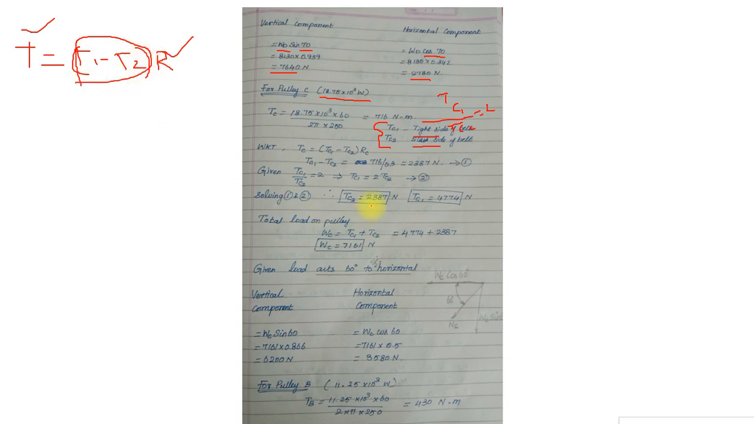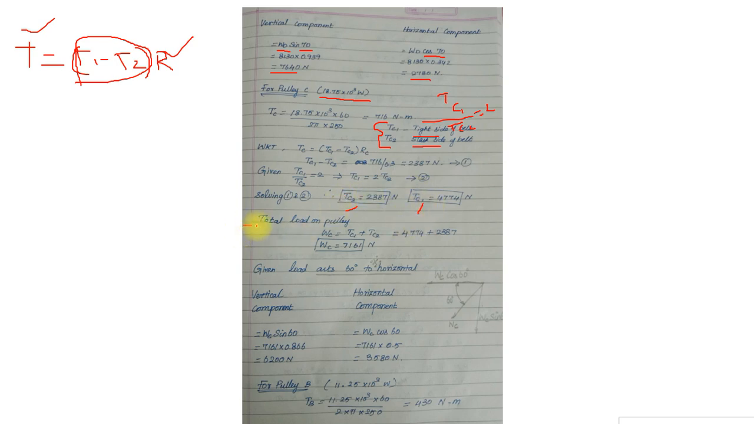So with this, what we are doing is finding out tension 1 and tension 2, which is nothing but the tension at the tight side and the tension at the slack side. We find these two using the relation TC1 by TC2 is equal to 2, and from that equation we find TC1 and TC2.